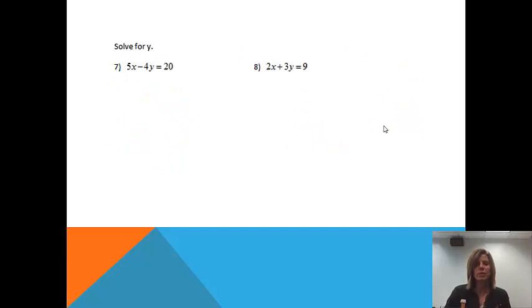All right, let's keep going here. The next one we are going to solve for y. We have 5x minus 4y equals 20. These are just the same, we just have a few more numbers in it instead of letters this time.